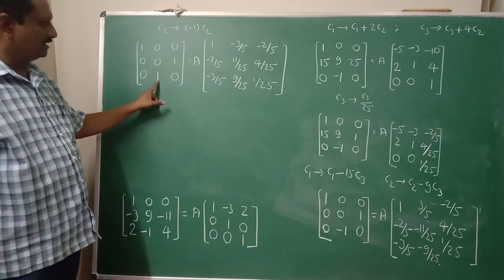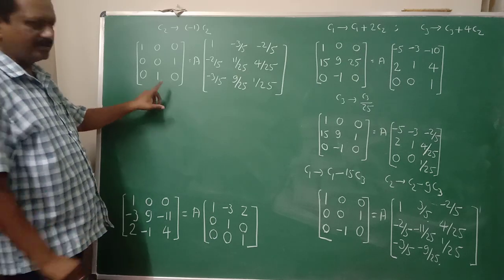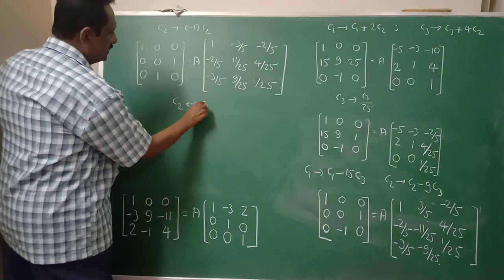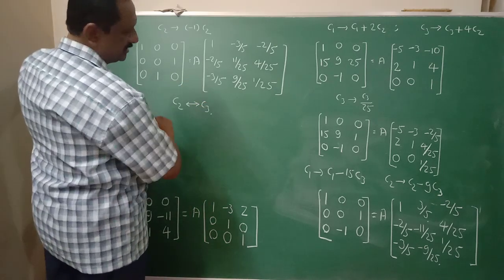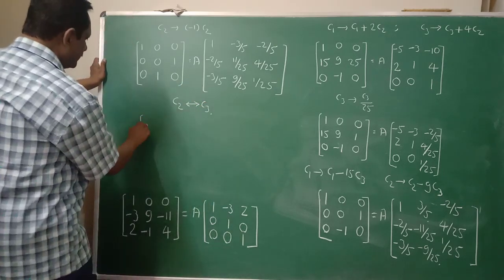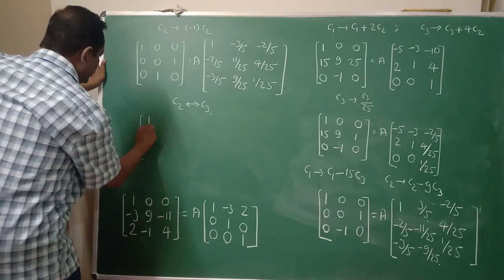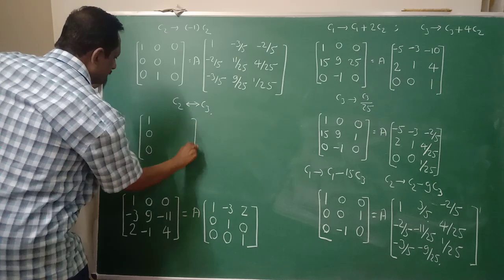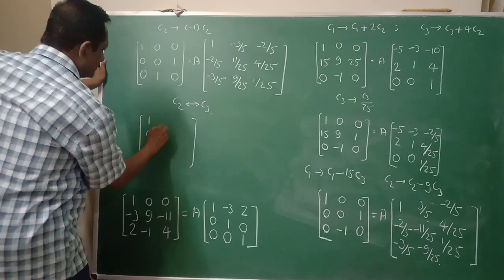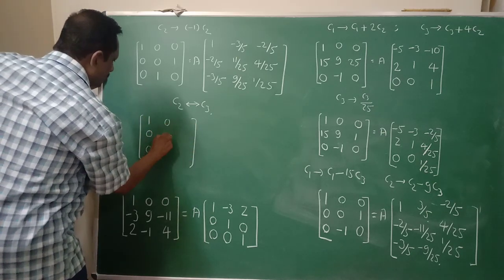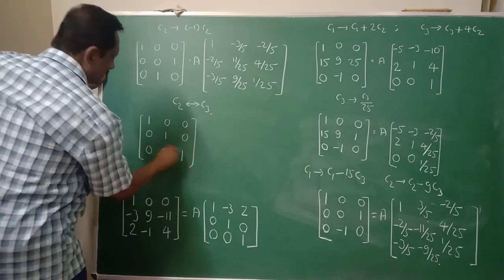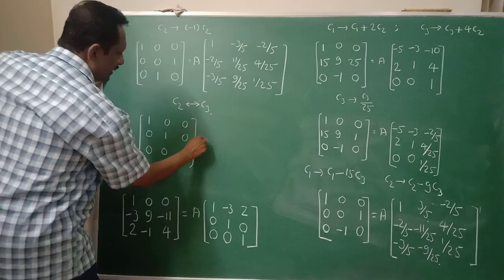So interchanging these two columns here, just interchange here. So C2 interchange with C3, C2 and C3 interchange here. So first column right here as it is 1, 0 and 0. Then interchange this here. So 0, 1, 0. Then 0, 0, 1 here. Okay. This becomes identity matrix.